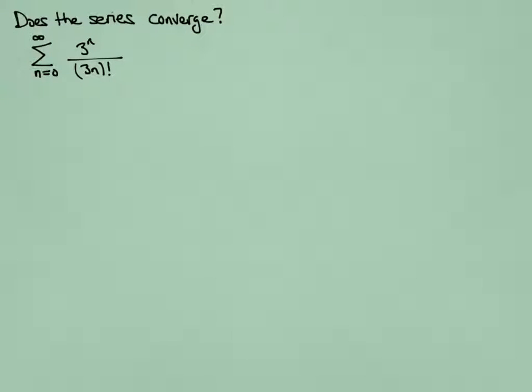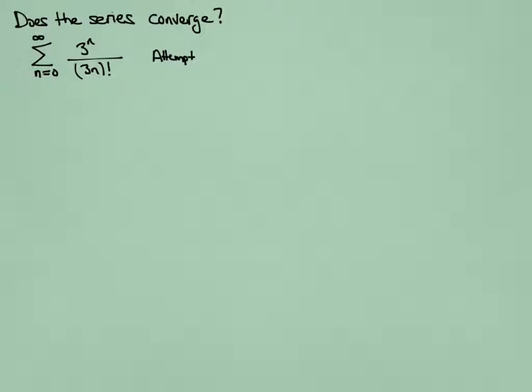In this video, we'll decide whether or not the series appearing here, starting at n equal to 0 to infinity, looking at an exponential in the numerator, 3 to the n, and dividing by a factorial, 3 times n, and then the factorial of that number. We're going to decide whether or not this series is converging or diverging.